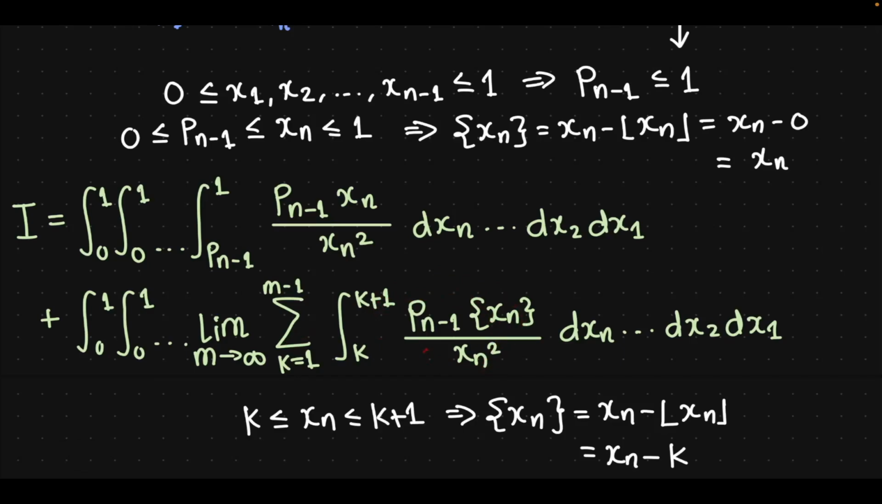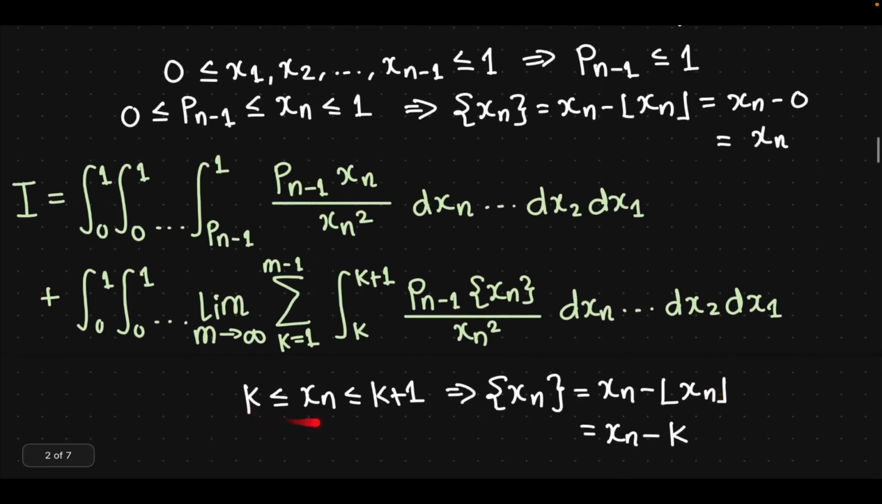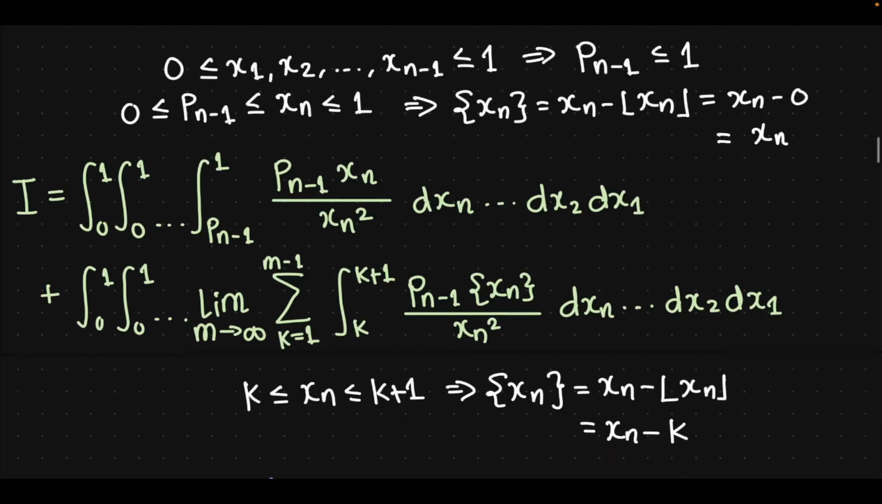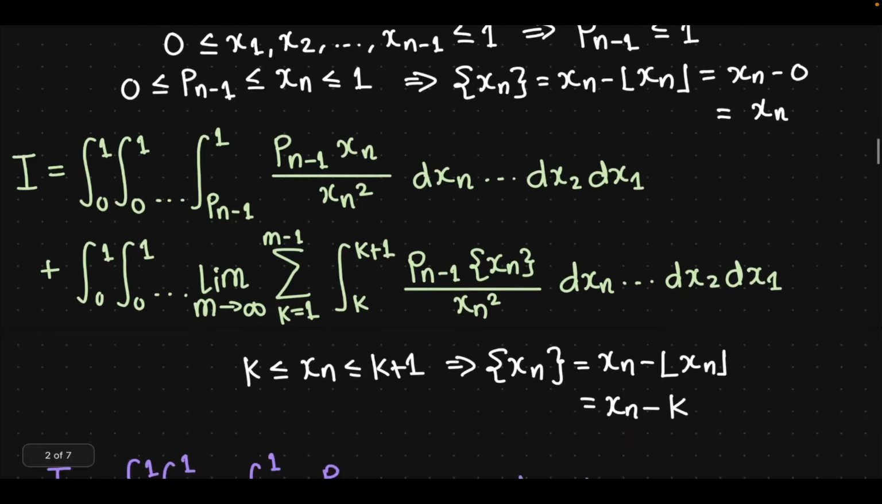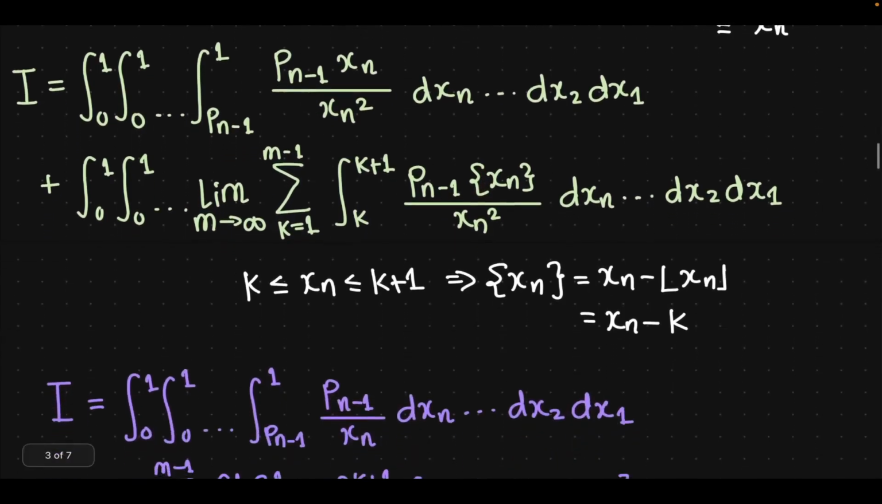for a fixed k, k is less than or equal to xn is less than or equal to k plus 1, from the bounds of the integration. And then the fractional part will just be xn minus floor of xn. Now the floor of xn in this interval will be k, so it's going to be xn minus k. That's nice. We can completely remove the curly brackets and replace them by xn minus k.